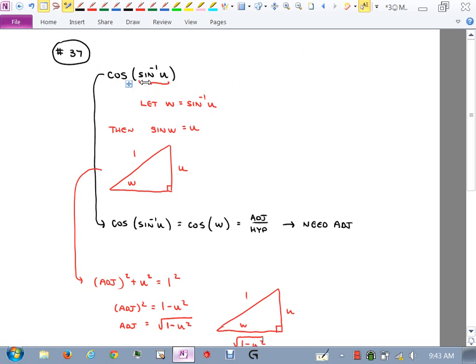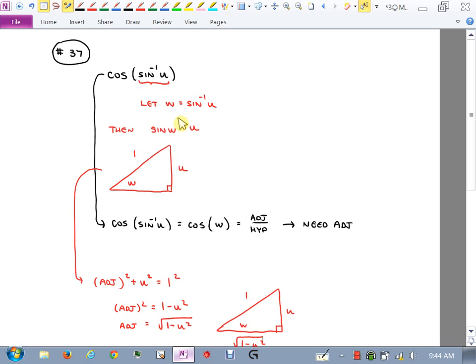I'm trying to rewrite this where you don't have any trig functions involved anymore. So I'm going to do some weird stuff here. I'm trying to find what cosine of sine inverse of u is. So where I have this sine inverse of u, I'm going to make a substitution. I'm going to call that whole thing w. So I'm letting w equal arc sine of u.